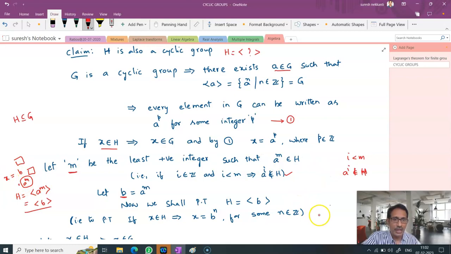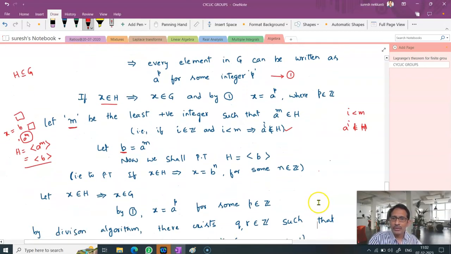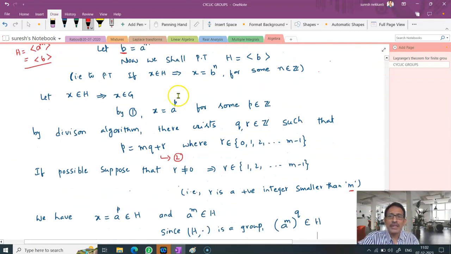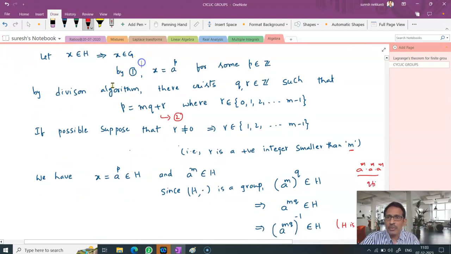Now let us see how we will do that. I already explained this. If X belongs to H, what I will prove is that X is generated by B, that is, X is some power of B, or some power of A power M. Let us start with X belongs to H.